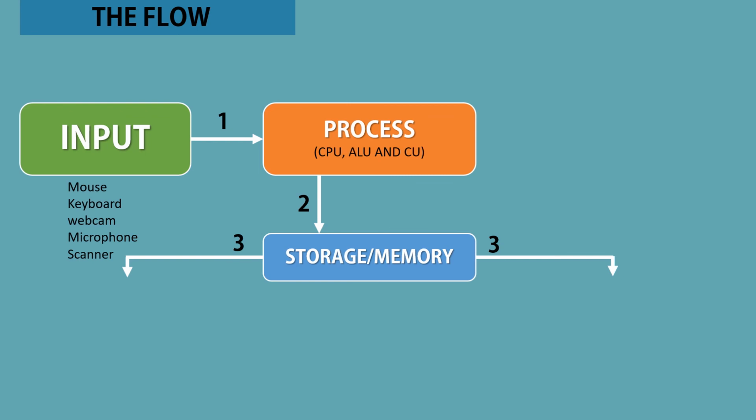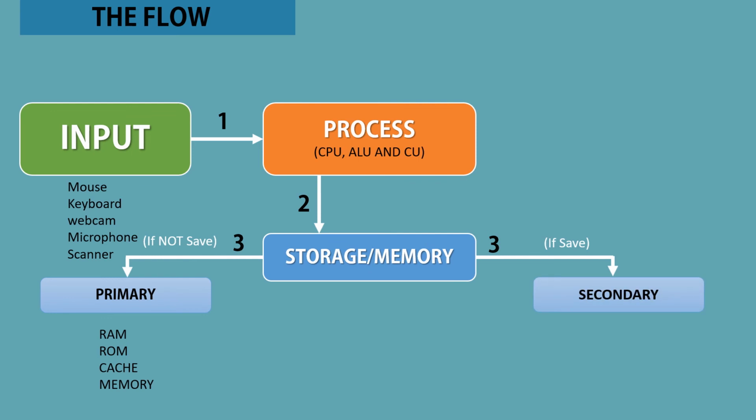main memory. Under that, if the data is not saved, then it will be saved in our primary storage. What are the primary storage? We have the RAM or random access memory, the ROM or read-only memory, and the cache memory. If the data is saved, then it will be retrieved from our secondary memory, composed of the hard disk, the USB flash drive, and the memory card.